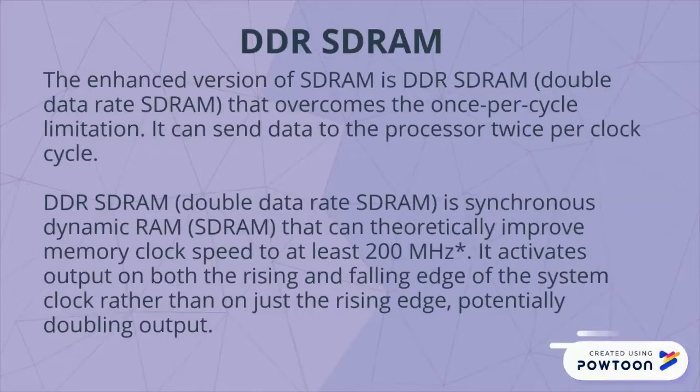Double data rate SDRAM is synchronous dynamic RAM that can theoretically improve memory clock speed to at least 200 MHz. It activates output on both the rising and falling edge of the system clock rather than on just the rising edge, potentially doubling output.